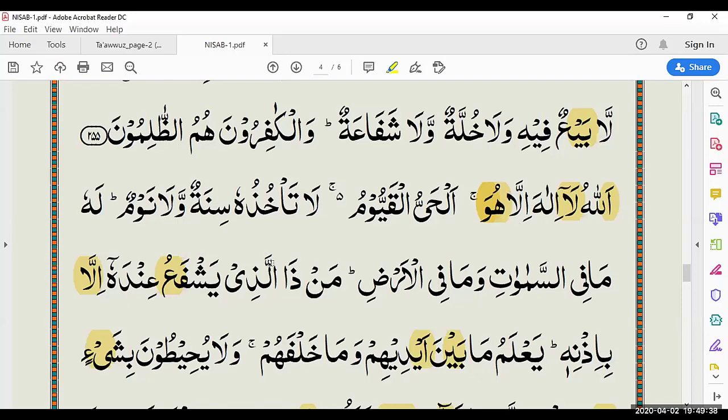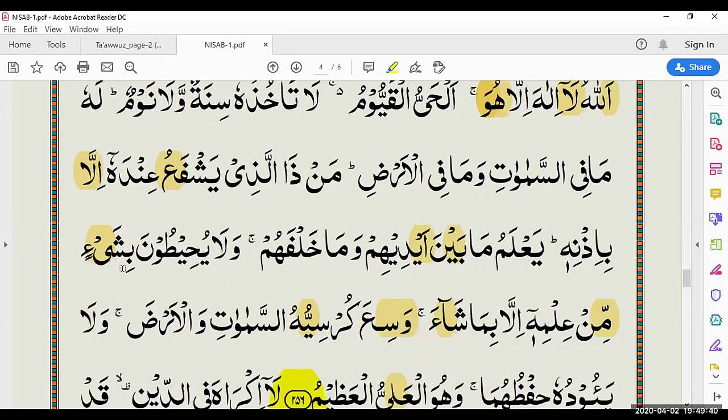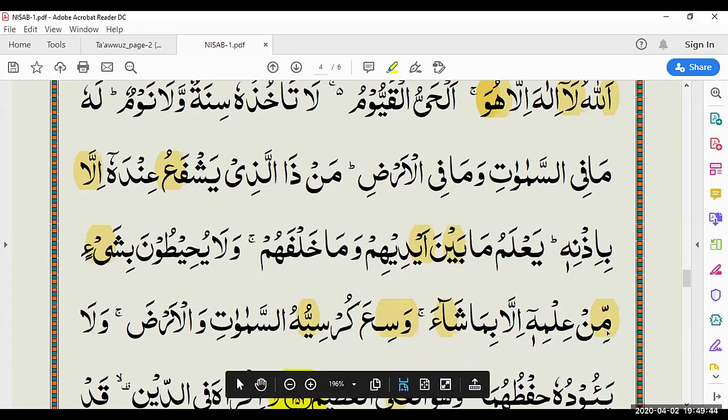Excellent, very well done. Next, what rule do we have to apply when we have meem with the tashdid on top? You hold it for 2 seconds and nasalize it. Excellent, well done, nasal sound. Just make sure you apply that as well, okay?